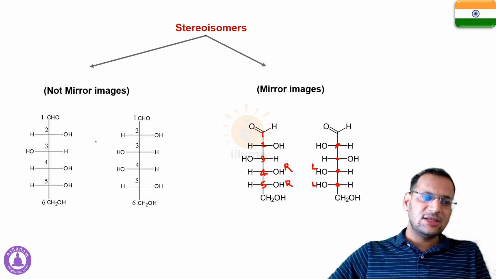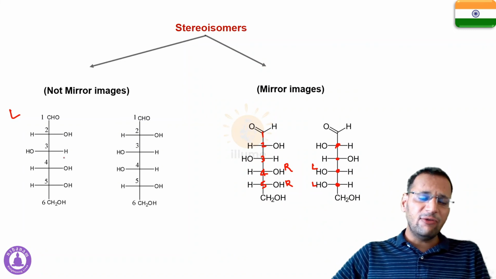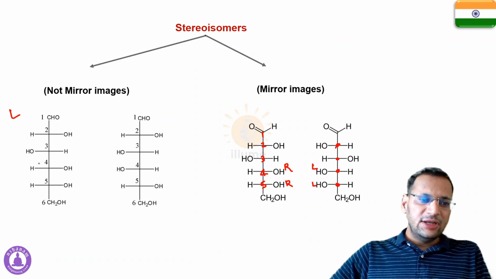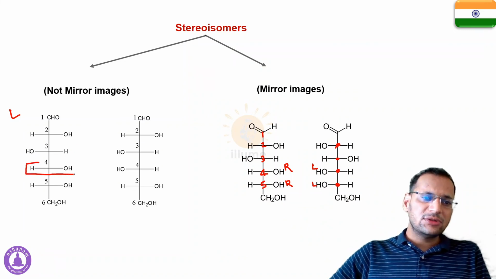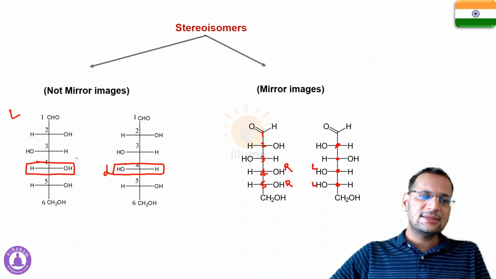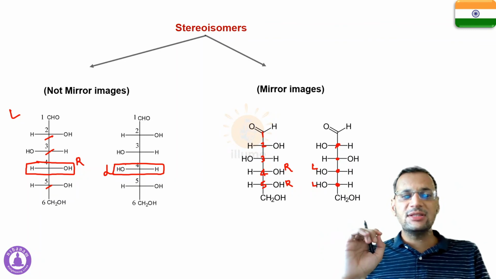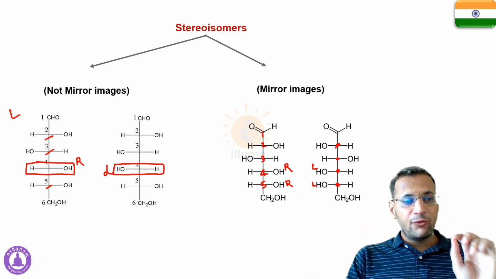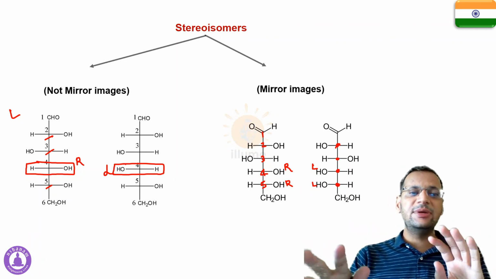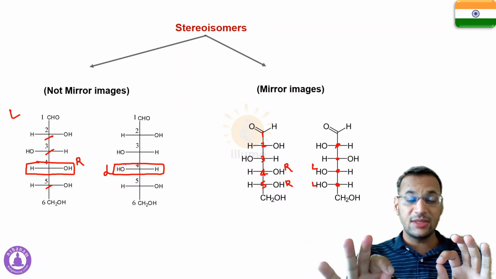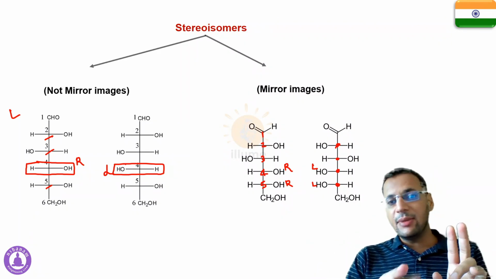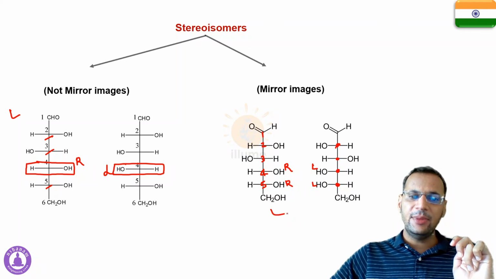And in the first case, look at this carefully. We have already discussed this example. The difference lies only in the 4th carbon. That is, the OH in this case is on the left side, and in this case on the right side. Every other carbon is the same with the same configuration. The difference lies only at the 4th position. So these images are not mirror images, but the second one, these ones, are mirror images.